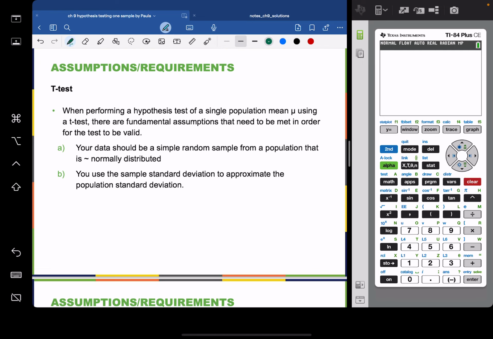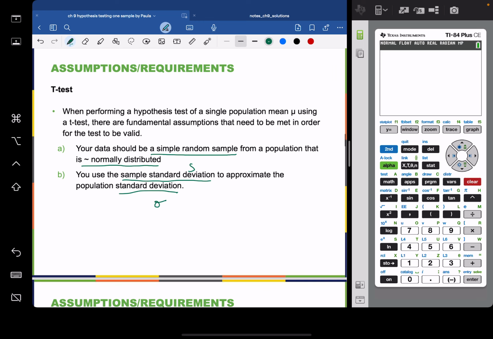For the t-test, your data should be a simple random sample from a population that is approximately normally distributed. And you use S to approximate sigma. And again, I consider this almost like the legal fine print. If we don't take care of this, then we could get in trouble and make conclusions that are not valid.